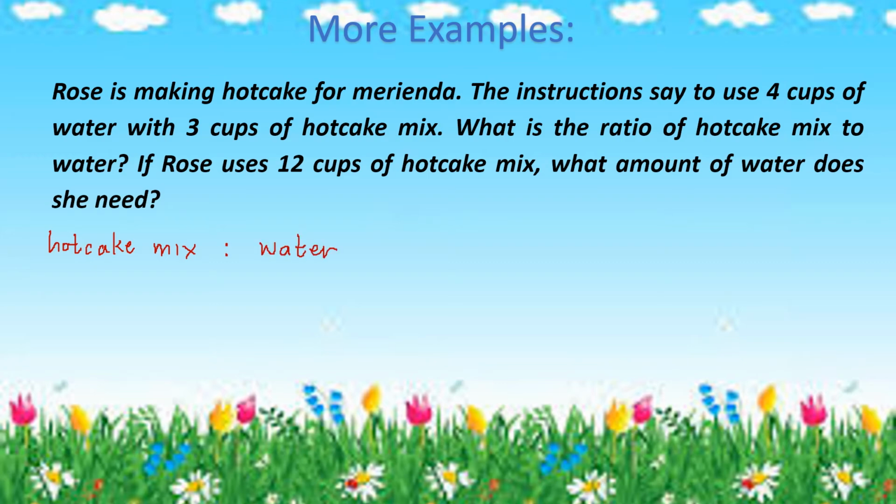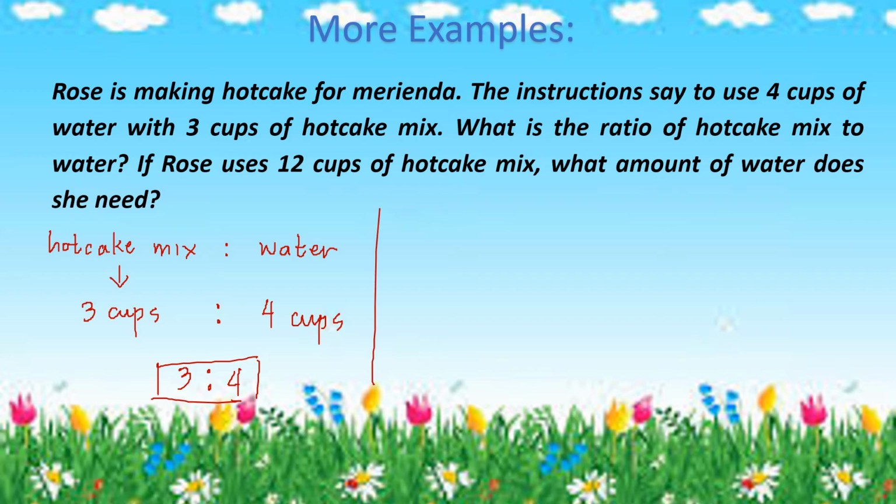Since the instruction says 4 cups of water with 3 cups of hot cake mix, for every 3 cups of hot cake mix, Rose will use 4 cups of water. Therefore, the ratio of hot cake mix to water is 3:4. Next question. If Rose uses 12 cups of hot cake mix, what amount of water does she need?